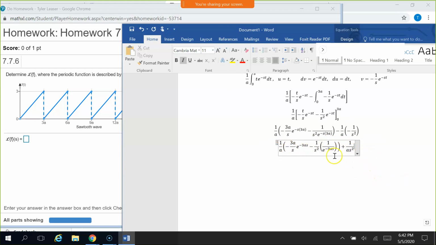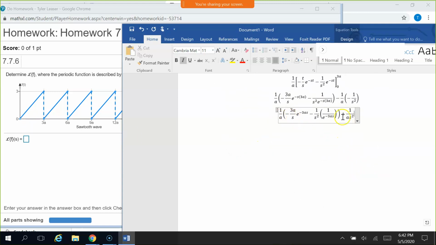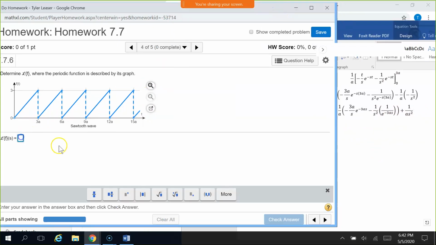And it's only going to get worse, because this was just the numerator. Now I have to take that and divide it by this 1 minus e to the negative sT, where that T is the period 3a. So this thing divided by 1 minus e to the negative 3as again. So I wouldn't bother trying to simplify that, because it would just be gross. I would just write it like that in the program here.